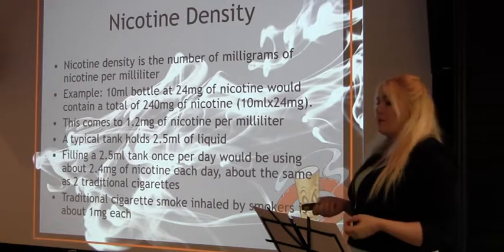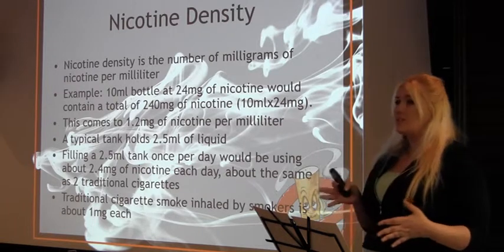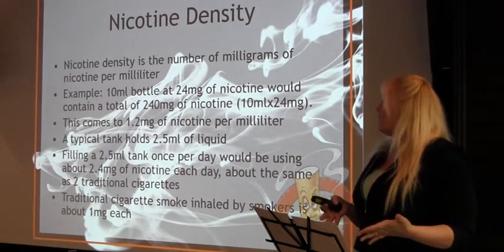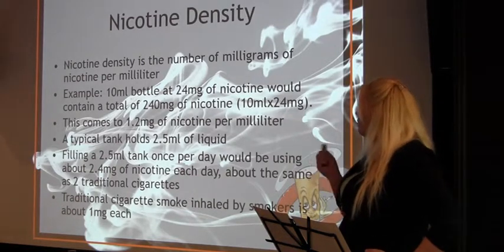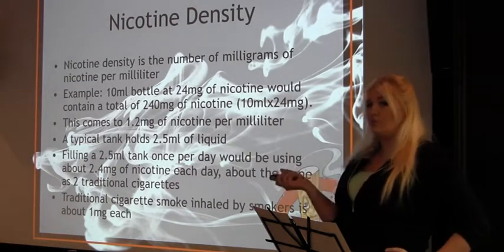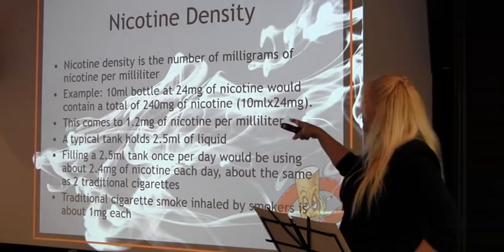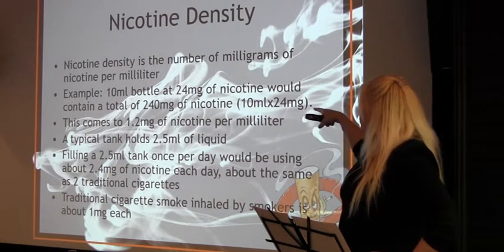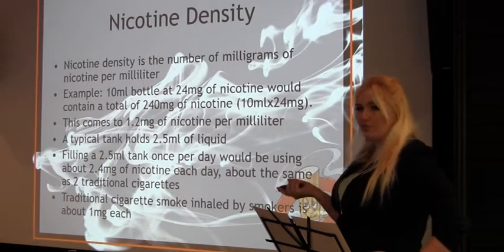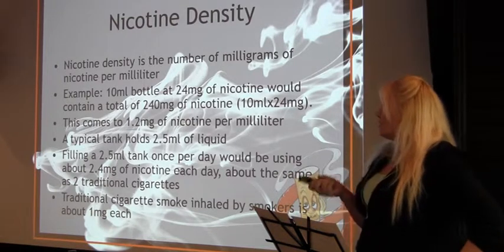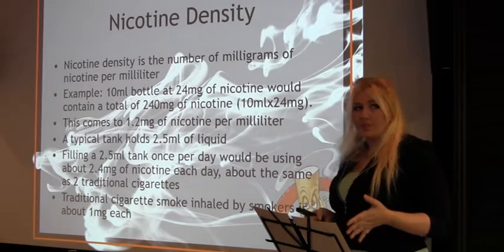So let's talk a little bit about nicotine density. The nicotine density is the number of milligrams of nicotine per milliliter of e-liquid. So an example is a 10 ml bottle of 24 milligram nicotine would contain a total of 240 milligrams in the entire bottle. And this math is simple: 10 milliliters times 24 milligrams comes to 240. That works out to about 1.2 milligrams of nicotine per milliliter, or about 20 drops of e-liquid.